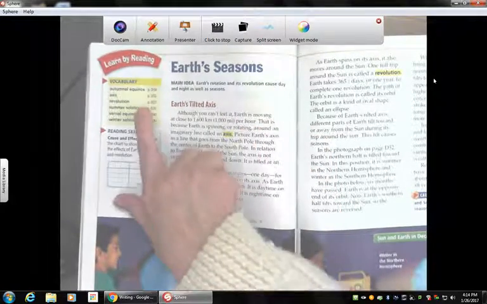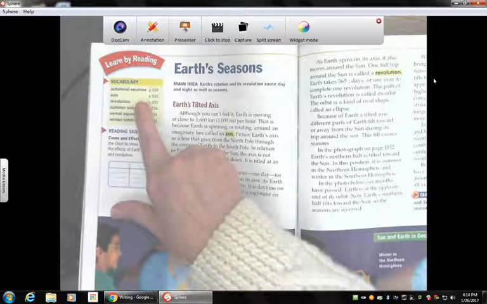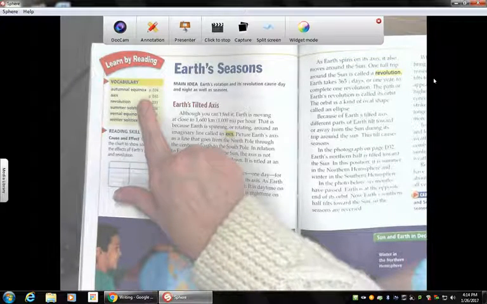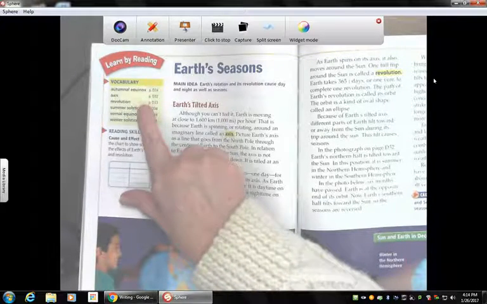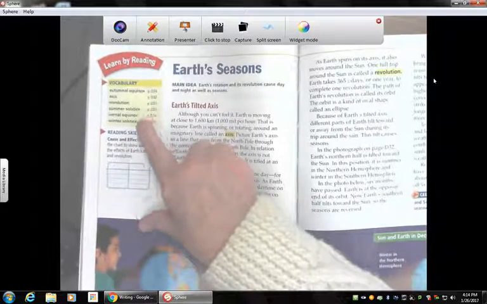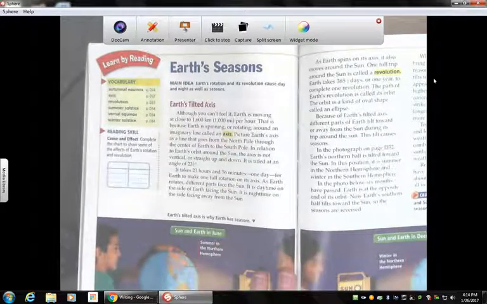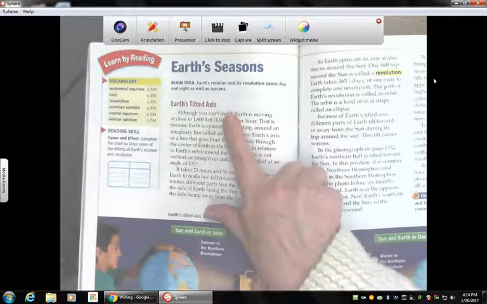Okay, the vocabulary words that we should keep an eye on are autumnal equinox, axis, revolution, summer solstice, vernal equinox, and winter solstice. Earth's tilted axis.